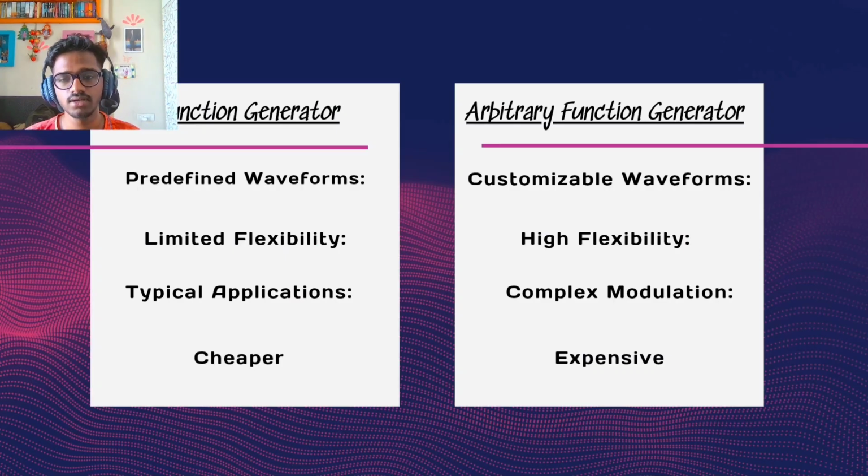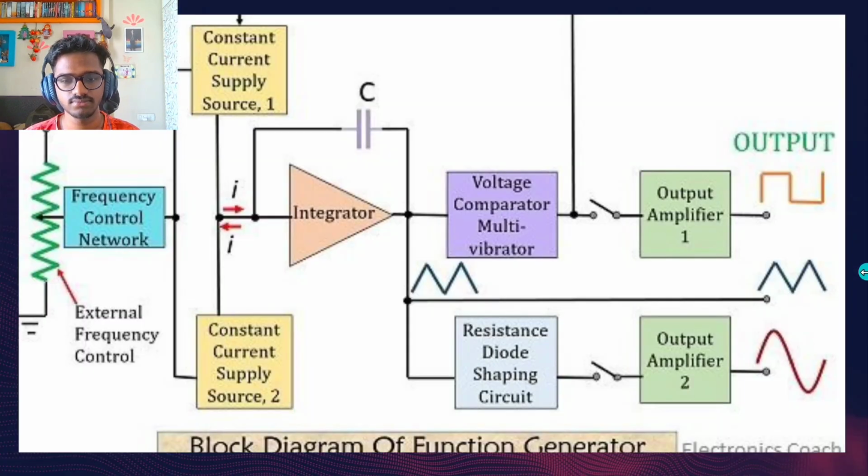Moving on to the block diagram. This is the block diagram of a function generator. A constant current is supplied to the integrator by current supply source 1. Due to this, the voltage of the integrator rises linearly with respect to time. This linear rise is according to the output signal voltage equation.